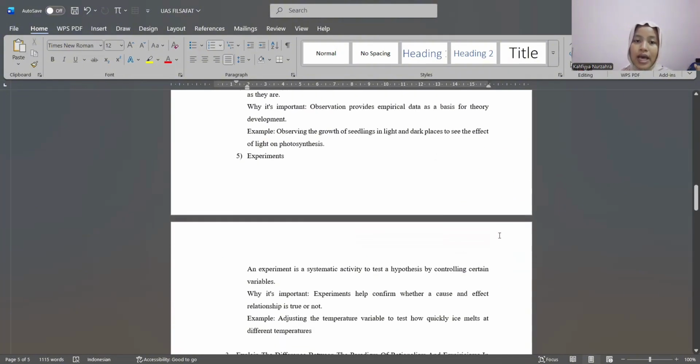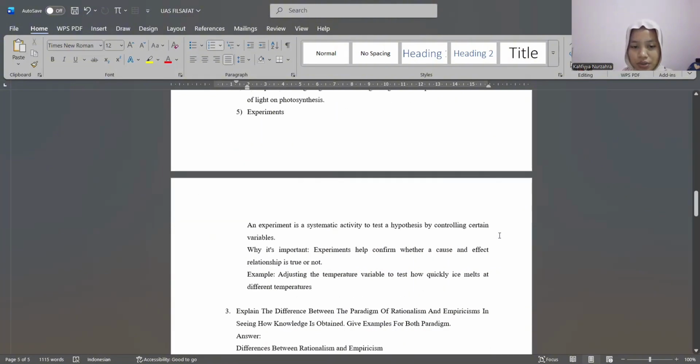5. Experiments. An experiment is a systematic activity to test a hypothesis by controlling certain variables. Why is it important? Experiments help confirm whether a cause and effect relationship is true or not. Example, adjusting the temperature variable to test how quickly ice melts at different temperatures.